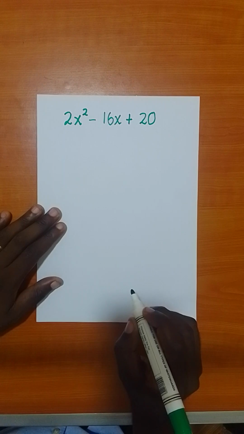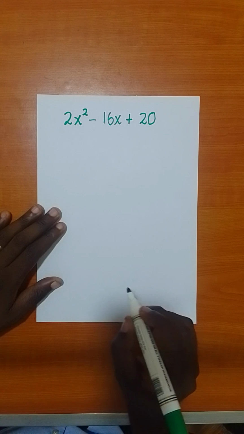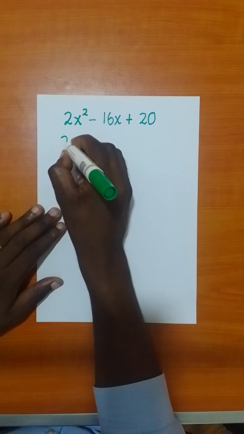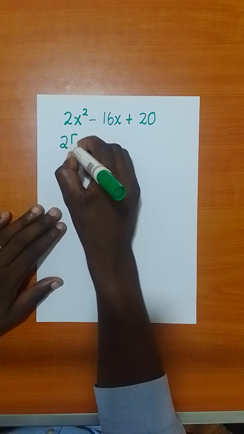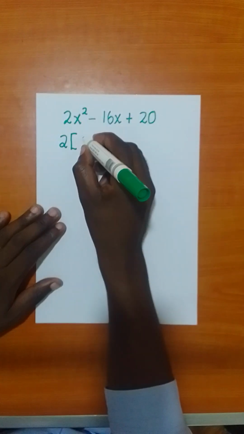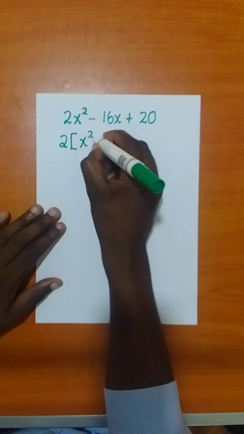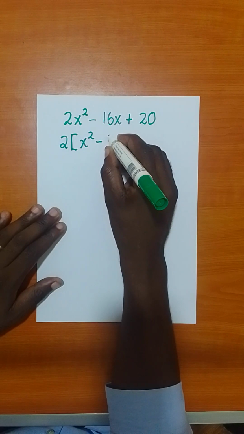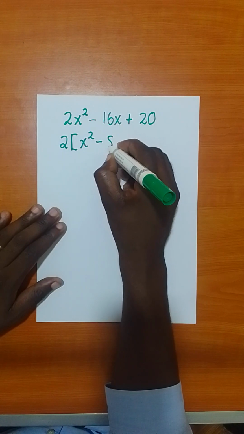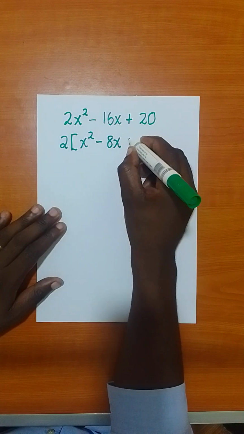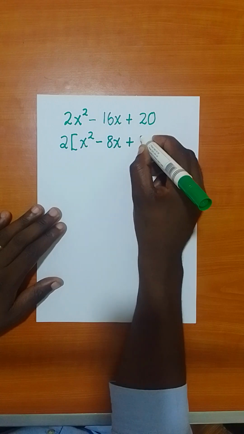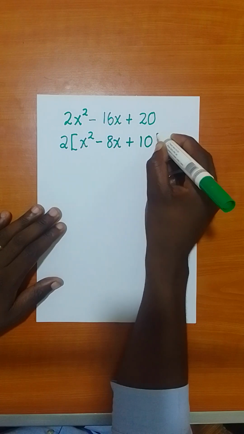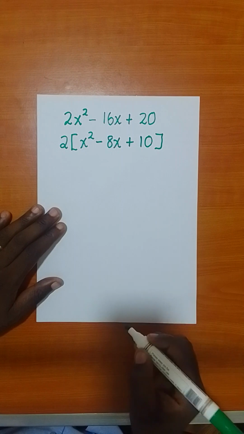You factor out the 2 there so that we have x squared inside. So we're going to factor out, then we put square brackets. You do not divide by 2, you factor out 2. Then here you'll be left with x squared minus 8x plus 10. We've managed to factor out.